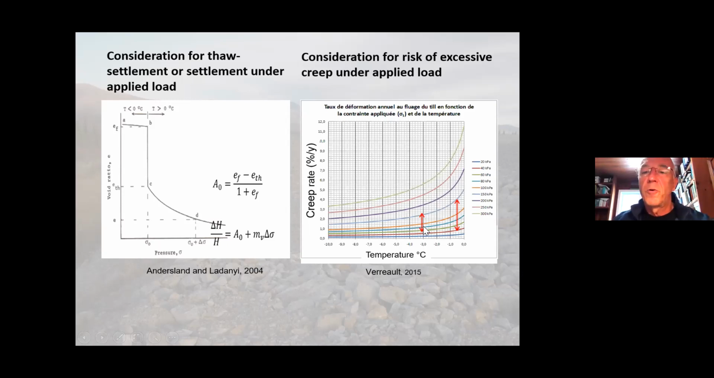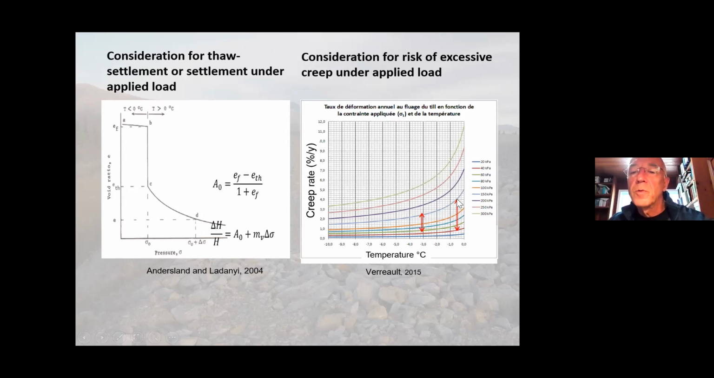Also, as an example here, the effect on creep. These are the results of creep tests on a glacial till. You can see that going from a 2 meter thick embankment, this is based on 40 kilonewton per square meter applied on the ground, to a 7.5 meter thick embankment, you will increase the creep rate of your soil by a factor of 5. And by going from -3 to -0.5, you'll increase the creep rate of the ground by a much higher factor.